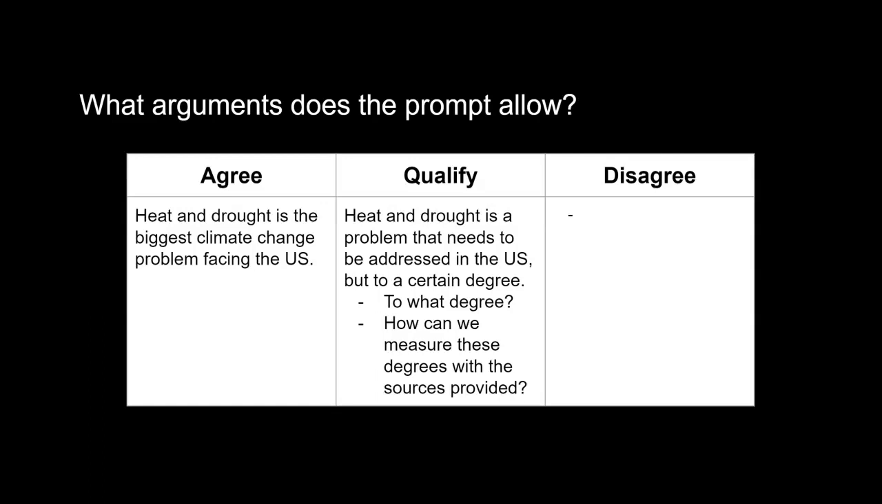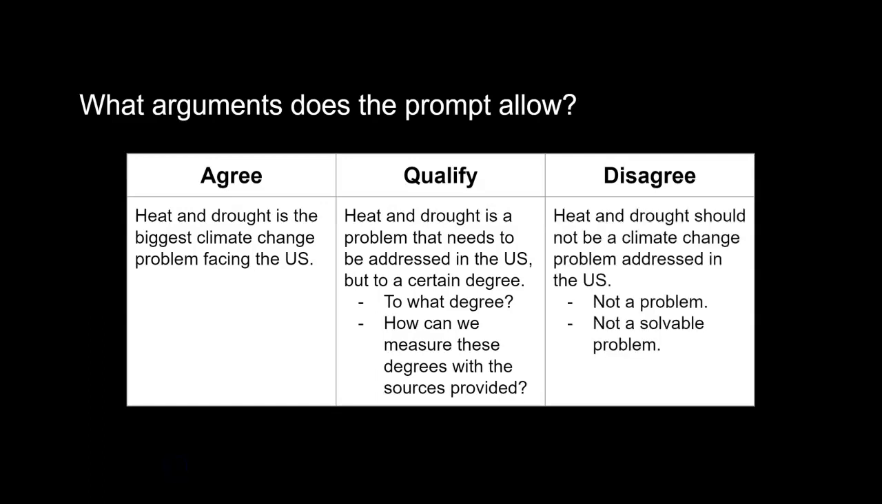Or you can disagree. If you disagree, you would be arguing heat and drought should not be a climate change problem addressed in the US. And there are 2 ways you could approach this. You could say heat and drought is not a problem at all and argue to support that. Or you might argue it's not a solvable problem. So it is a problem, but one that can't be solved for, and therefore you disagree with the prompt. So those are the 3 types of arguments that you could make.